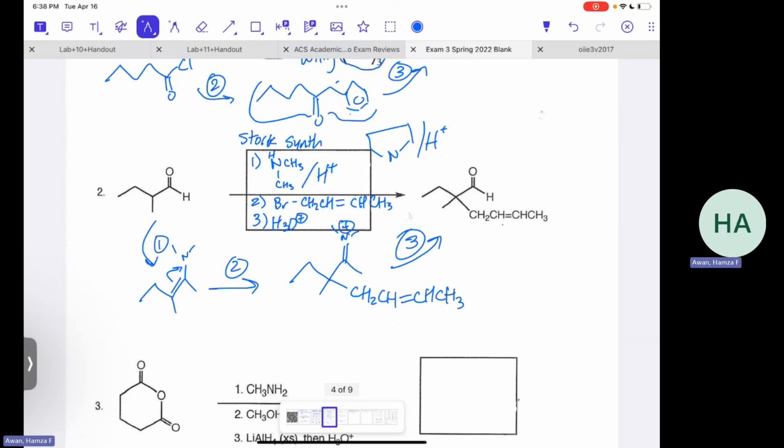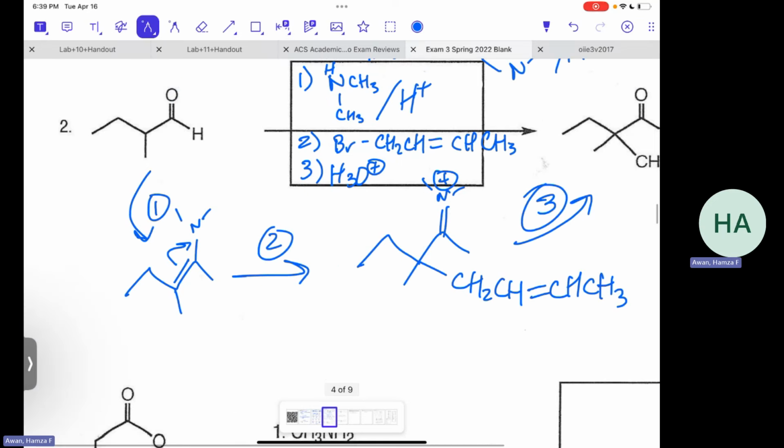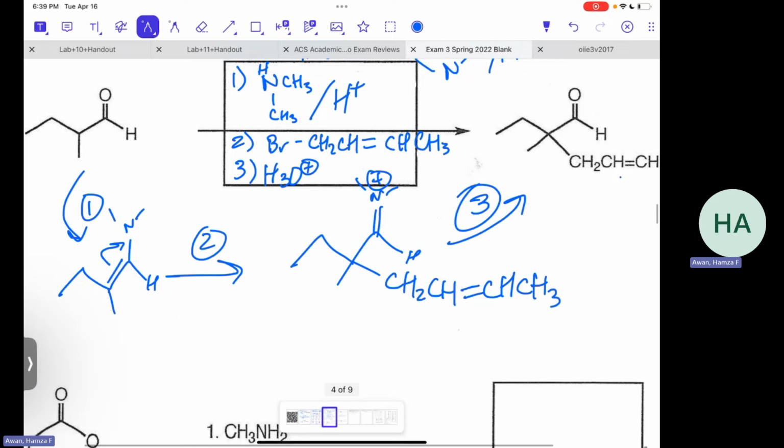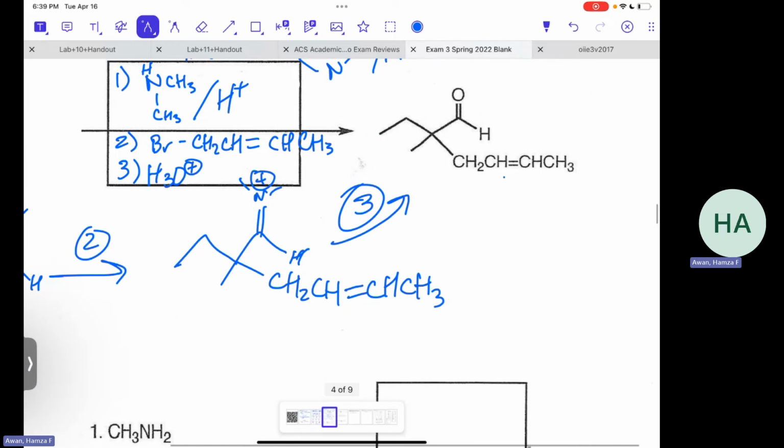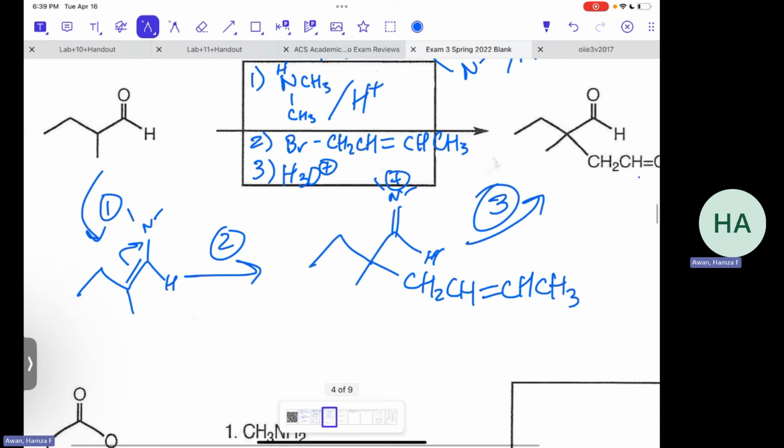Yeah, sorry. This is a hydrogen right here. I kept drawing it, but it's just a hydrogen. Yeah, I mean, in this case, it would be enamine to imine. I'm trying to think of a case where it wouldn't be.